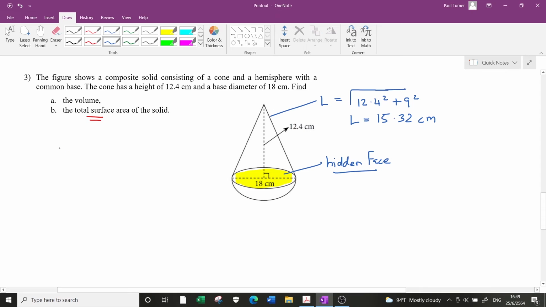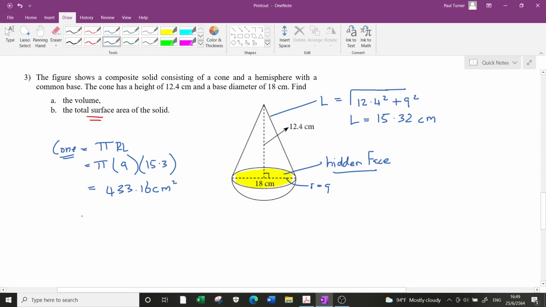So for your cone surface area, it's only pi r L. Okay, we don't include this pi r squared base here. That's pi times r, and the radius is 9, times 15.32. And that gives us 433.16 cm squared.